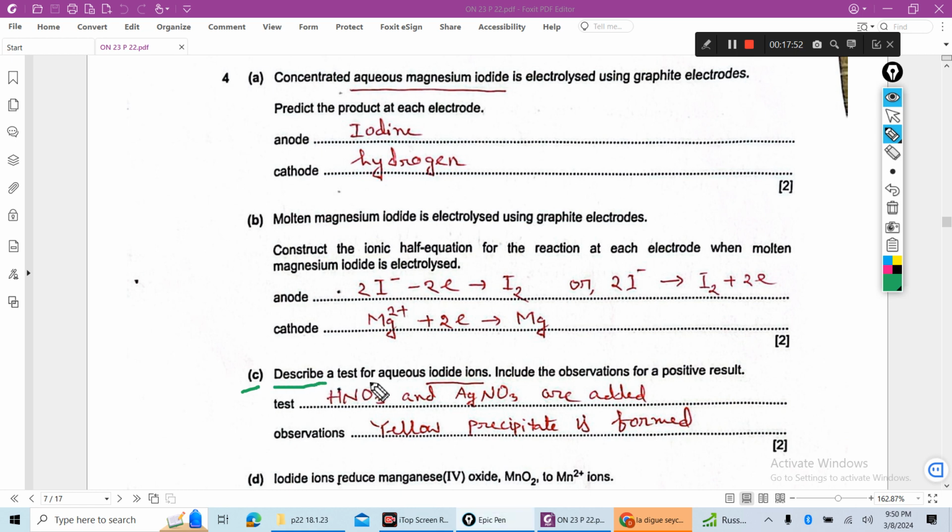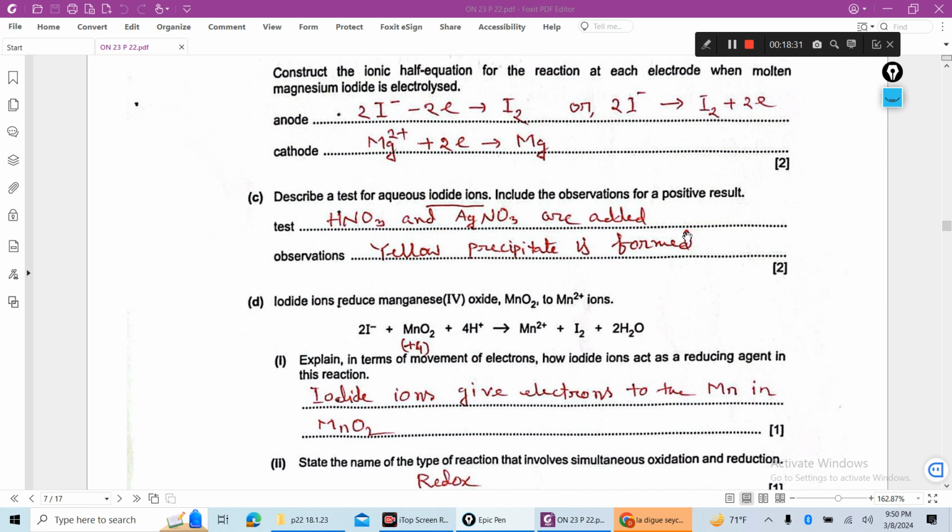Now describe a test for aqueous iodide ions. Include the observation for the positive test. For the halide ion test, the reagents nitric acid and silver nitrate solution are added, and a yellow precipitate is formed. So you confirm that this is the test for iodide ion. Nitric acid and silver nitrate are added, a yellow precipitate is formed.